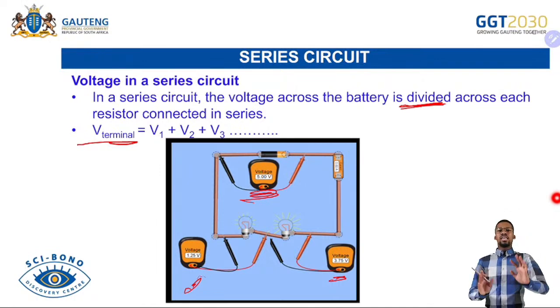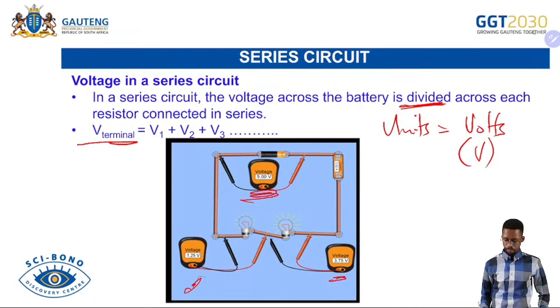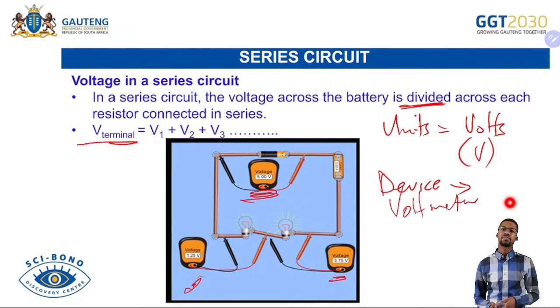So let us compare now. We are saying that in series, current is the same. The potential difference in series is divided. And the units, we say they are volts, and the symbol is V. The device we use to measure potential difference is called a voltmeter. Let's move on.